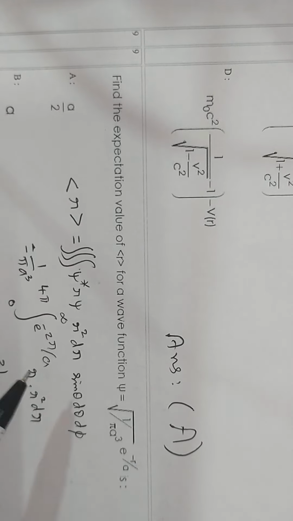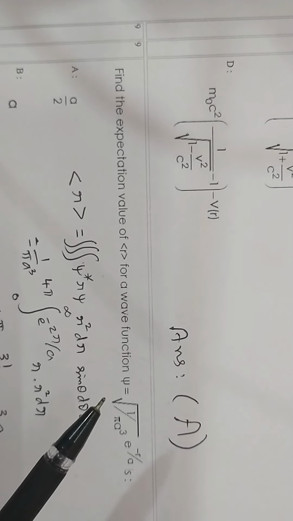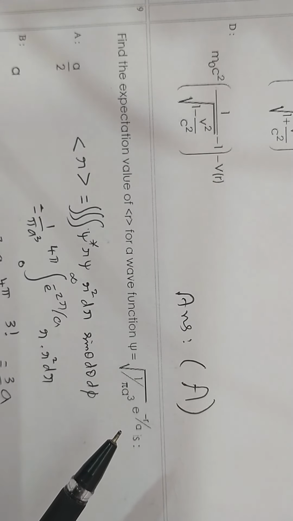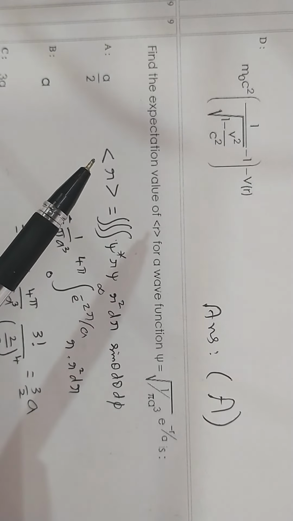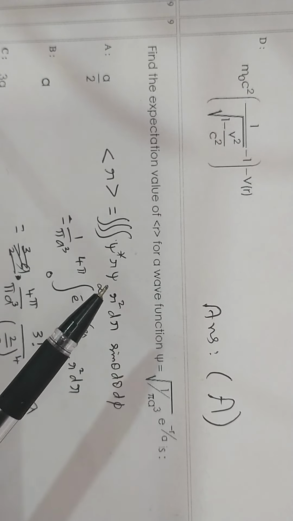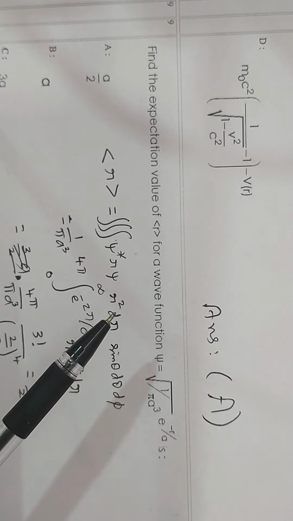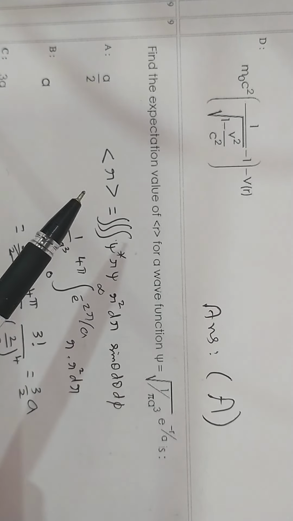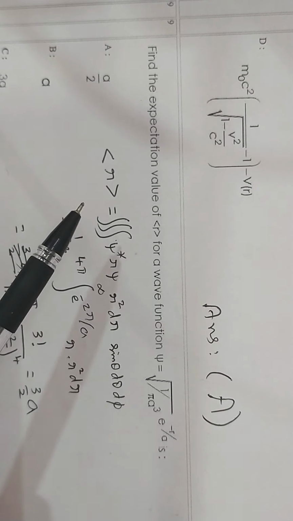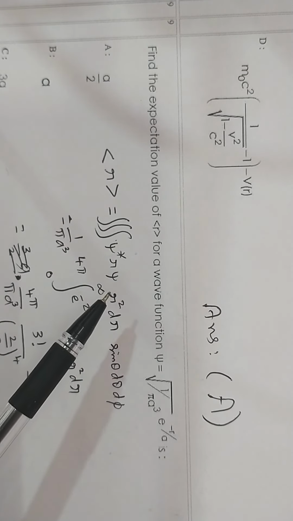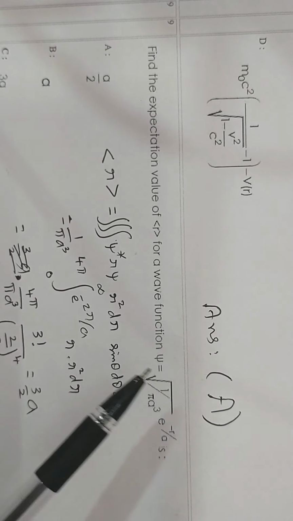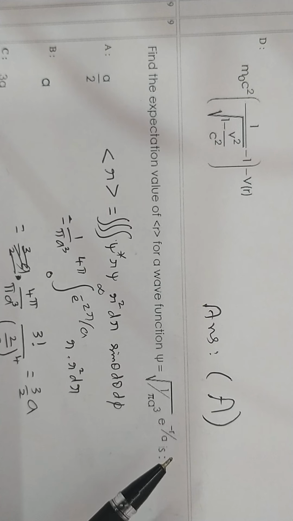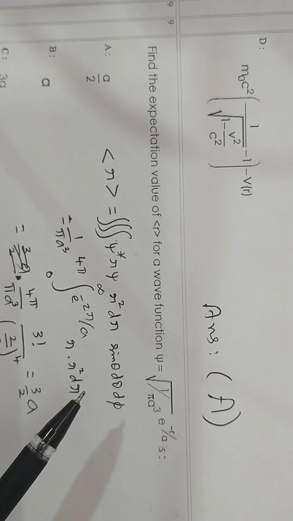The next question, find the expectation value of r for the wave function. The wave function for the hydrogen atom problem is given, the ground state wave function. So the expectation value is equal to the integral of psi star r psi, with r square dr sin theta d theta d phi. To find the expectation value of any variable, you have to use this expression. Now psi is given, so substitute for psi, and psi is independent of theta and phi, so that can be easily evaluated over theta and phi.